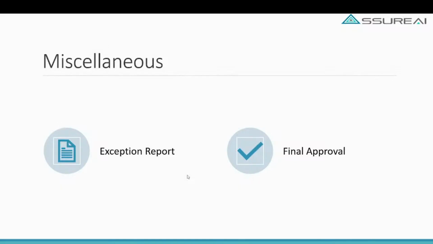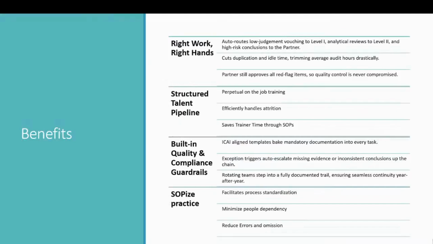Now coming to the benefits of this approach. What are the benefits? Why should we do this? Right work, right hands. It automatically routes low-judgment work, such as voucher verification, reconciliation and matching numbers. All these jobs are left to the level one resource.